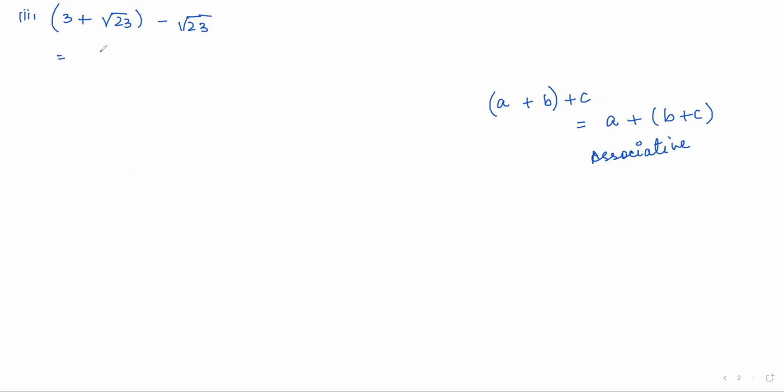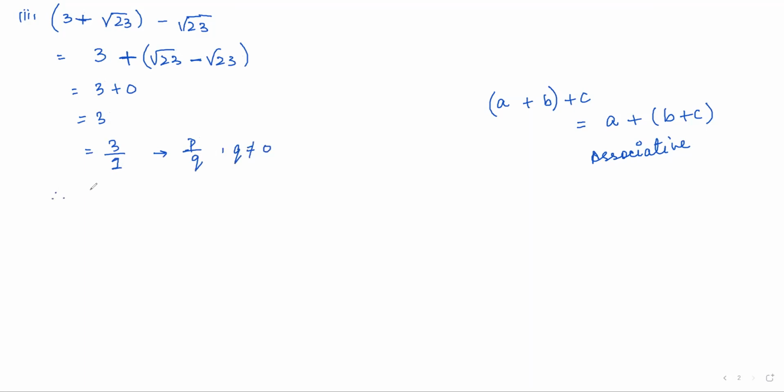So we will write it as 3 plus under root 23 minus under root 23. So this operation I'm doing first. Now you can put a bracket only if you have a positive sign outside. If I have a negative sign, then the sign will change inside the bracket. This you know. Now under root 23 minus under root 23 is 0. So 3 plus 0. So I get 3, which I can write as 3 by 1. So this is now of the form P by Q, where Q is not equal to 0.